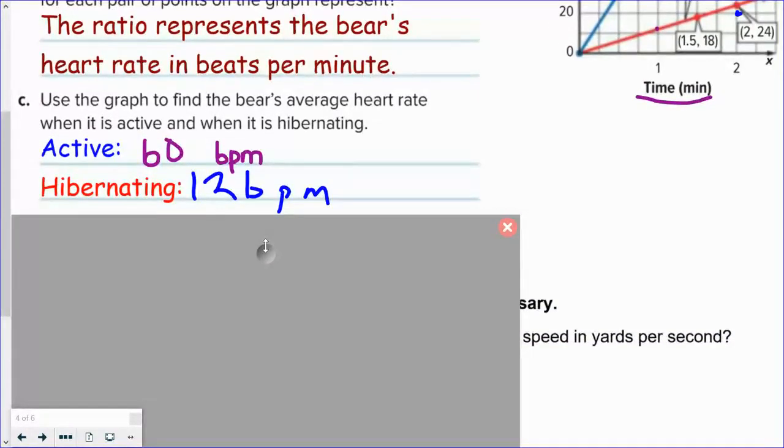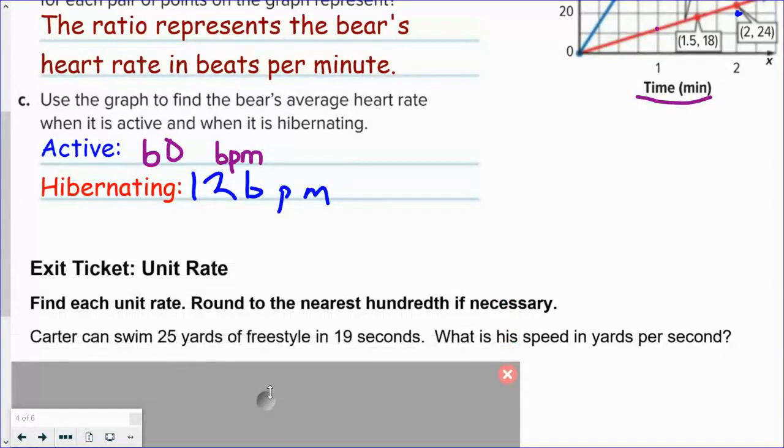Okay, so now you have your exit ticket that you need to finish up. Find a unit rate, round to the nearest hundredth if necessary. Remember, your hundredth, this is our ones, our tens, our hundredths. Okay, and then you look at the next number. If it is 5 or higher, you raise up. If it is 0 to 4, you stay the same. I know there's some special rhyme. Okay, so same.